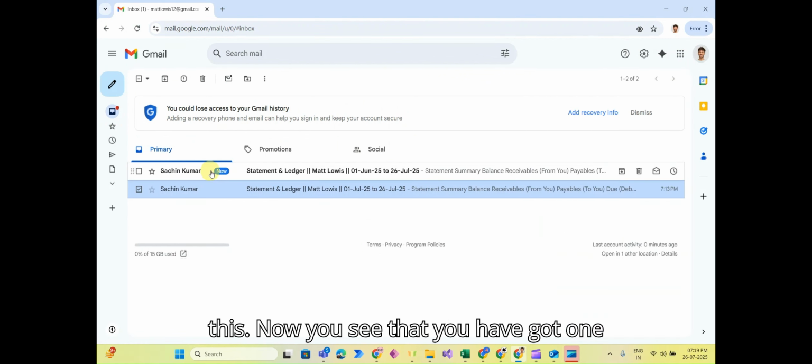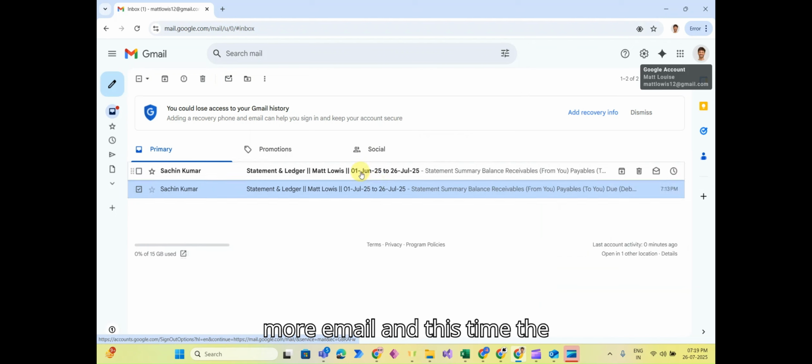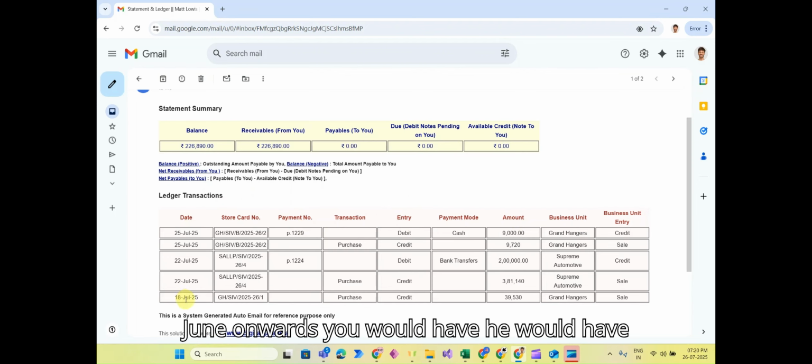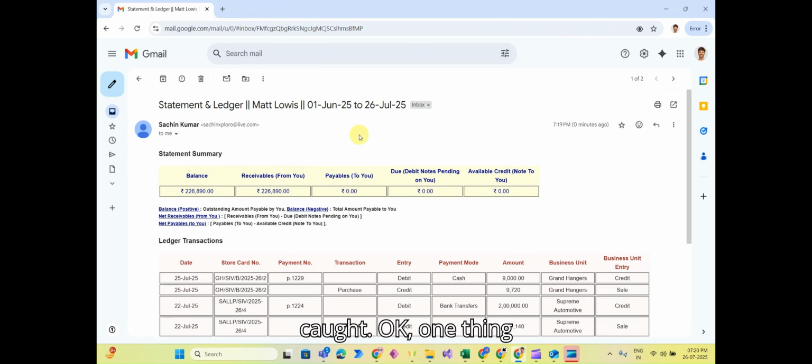Now you see that you have got one more email, and this time the subject says it is filtered from 1st June to 26th of July. You open it, and by chance there are no transactions, but otherwise all the transactions from 1st June onwards he would have got.